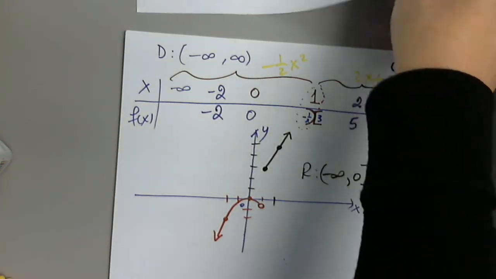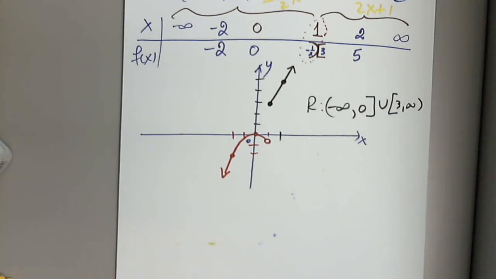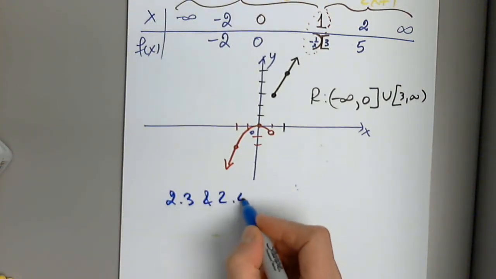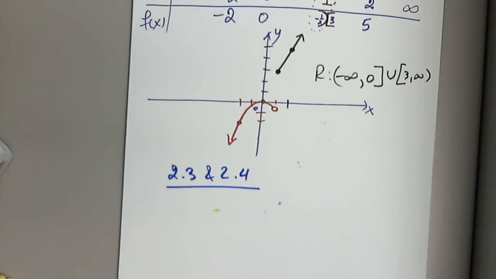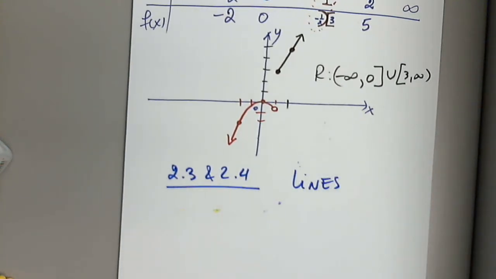Okay, any questions on piecewise defined functions? Okay then, 2.3 and 2.4 together. They're all about lines. So we are just going to practice.